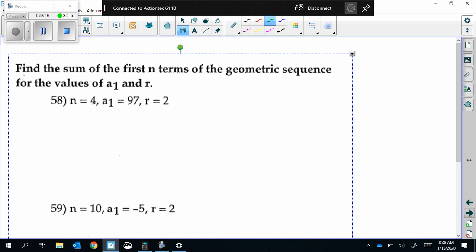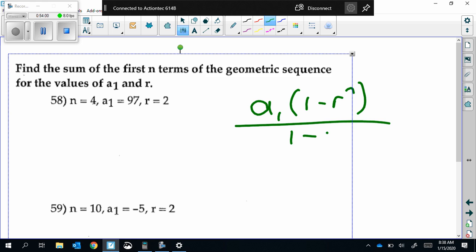Sum of the terms of the geometric sequence. That is 1 minus R to the n over 1 minus R. There's your formula. Again, you'll be given it.